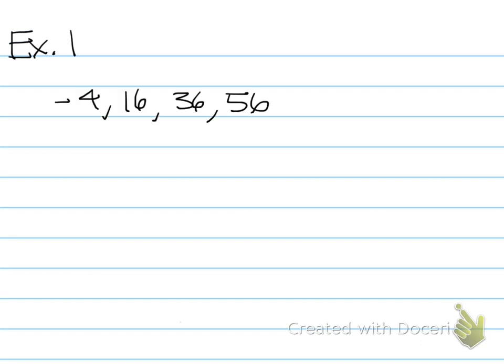All right, so for this first example, the common difference is going to be: just take any two terms that are next to each other and subtract them. So 16 minus 4, 16 minus negative 4 is positive 20.